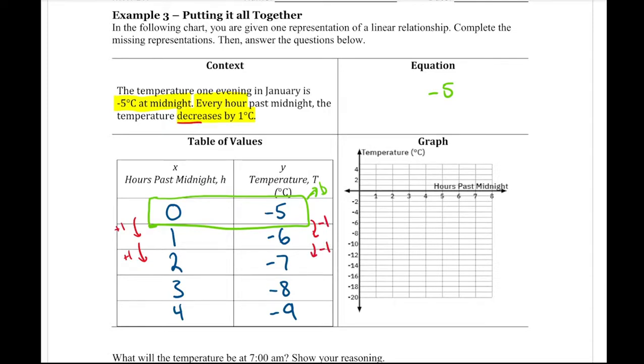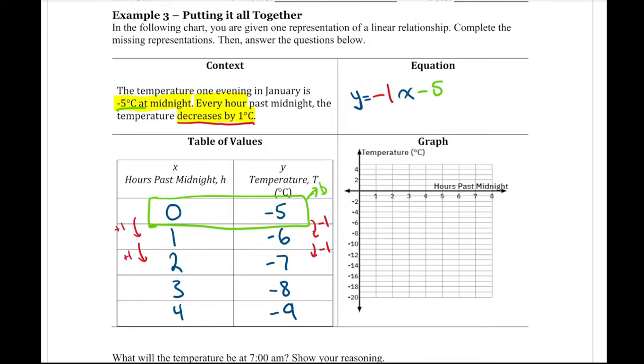And we got that from the word part or the context as well. You can see those two parts in there. The -5 is the starting, and decreasing by 1 or -1 is our slope or multiplier or rate of change. So that means my equation is going to be y equals -1 x minus 5.